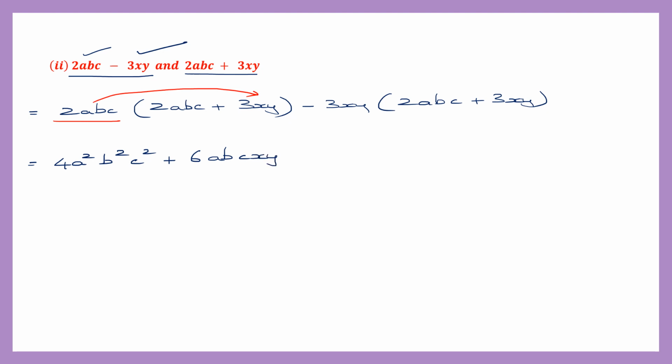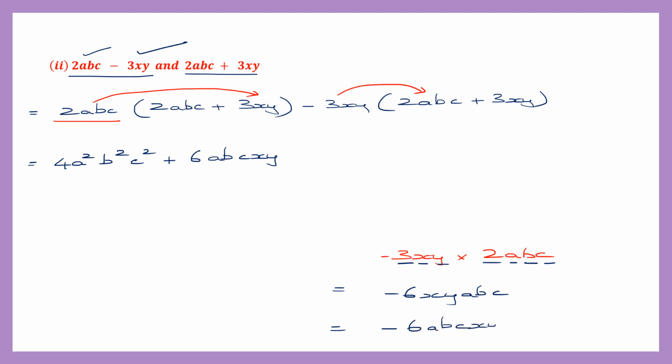Now let's go to the second part. Minus 3xy into 2abc. So now the sign is minus. Let's multiply the numbers. 3 2's are 6. Now here we have 1x, 1y. And here we have 1a, 1b, 1c. Let's put it in alphabetical order. We can write it as minus 6abcxy. So let's write that here. Minus 6abcxy.